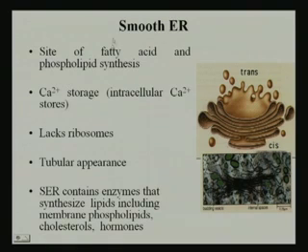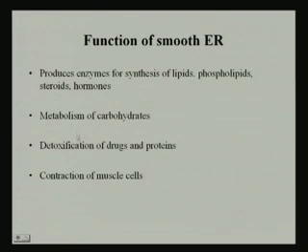When we are talking about the smooth endoplasmic reticulum, this is the site for fatty acid and phospholipid synthesis. Calcium storage is also another activity of the smooth endoplasmic reticulum. It lacks ribosomes, it is tubular in appearance, and the smooth endoplasmic reticulum contains enzymes that synthesize lipids including membrane phospholipids, cholesterol and hormones. The function of the smooth endoplasmic reticulum is that it produces enzymes for the synthesis of lipids, phospholipids, steroids and hormones.